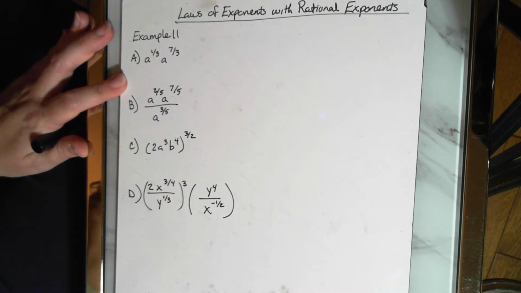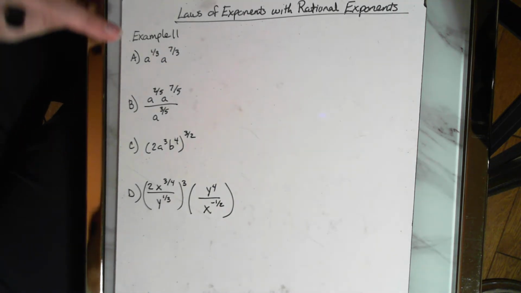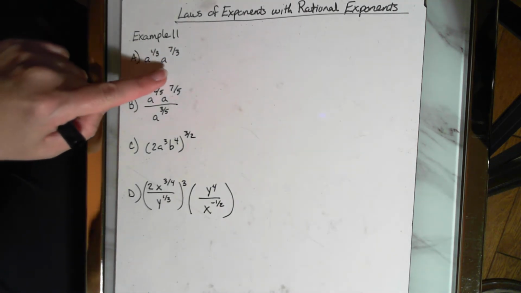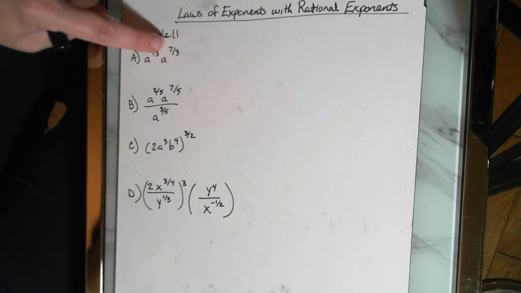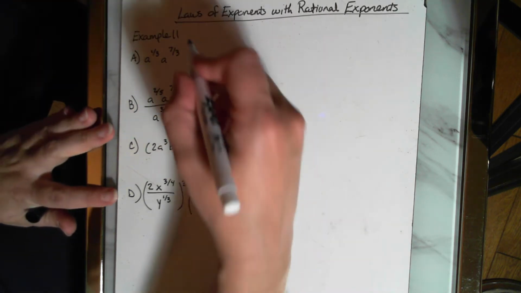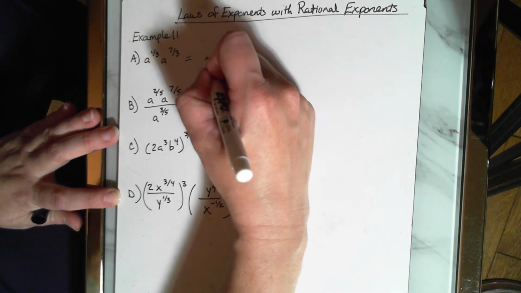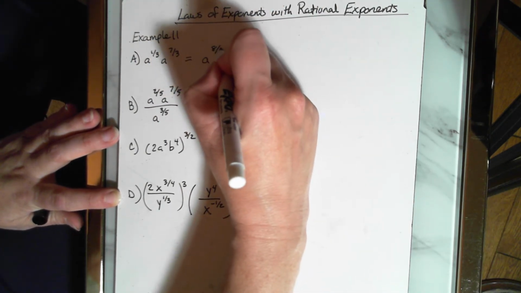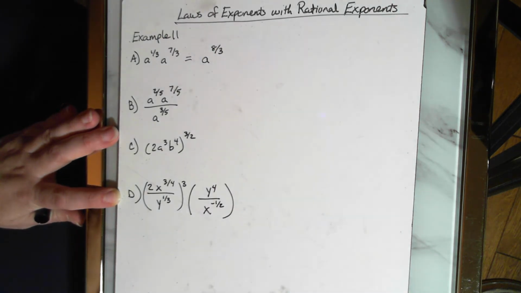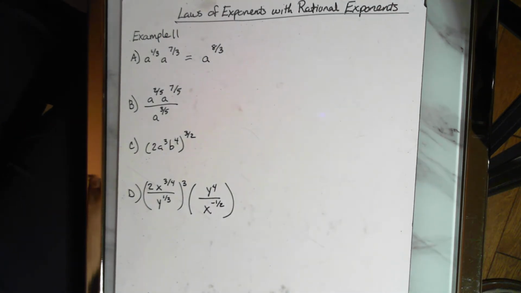7/3. So I'm going to use the law of exponents that says if they have the same base, I need to add the exponents. So 1/3 plus 7/3 is 8/3. I'm going to keep the base and my exponent is going to be 8/3. Anytime you're multiplying variables that have the same base, you add the exponents.